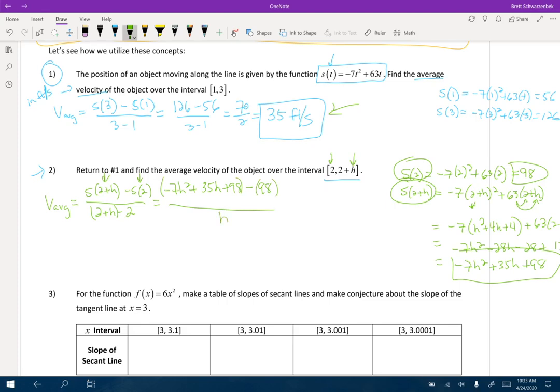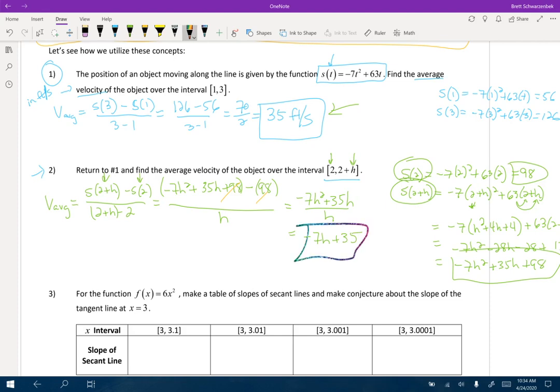Another interesting development is, if you look up here, these guys are actually gone. So what do we end up getting? We're going to get negative 7h squared plus 35h over h. If you look at that closely, every single one of our terms has an h in it, which means we can cancel one out. And we're going to get this as our answer.